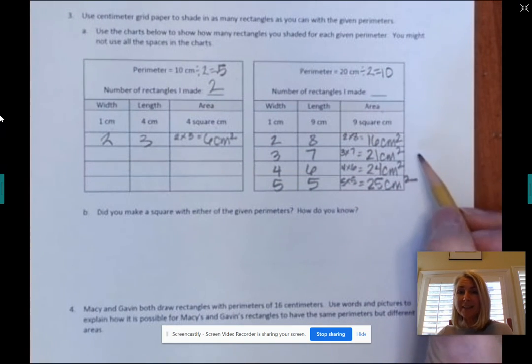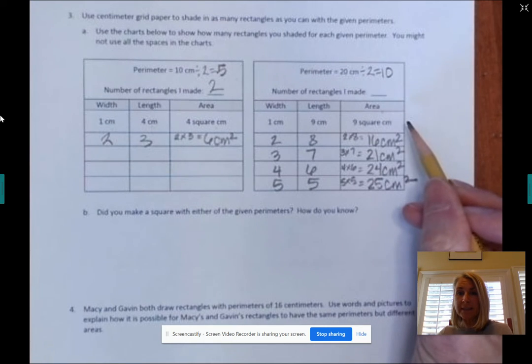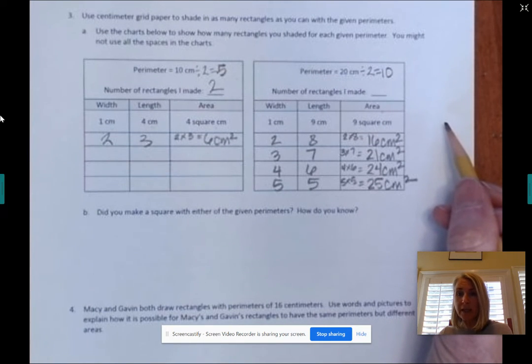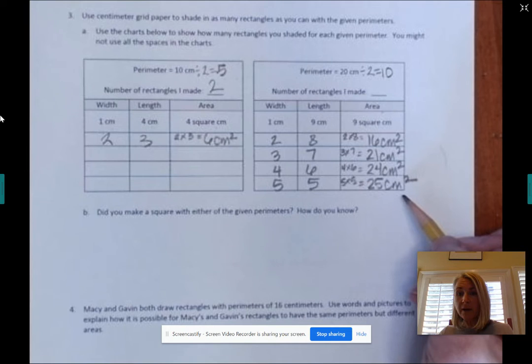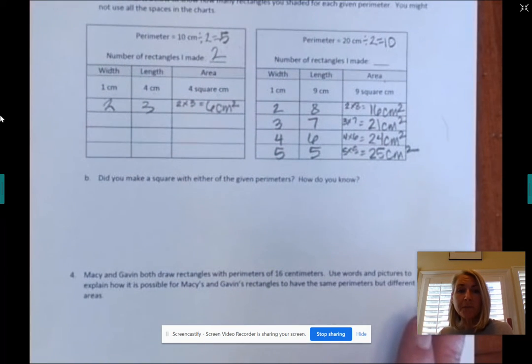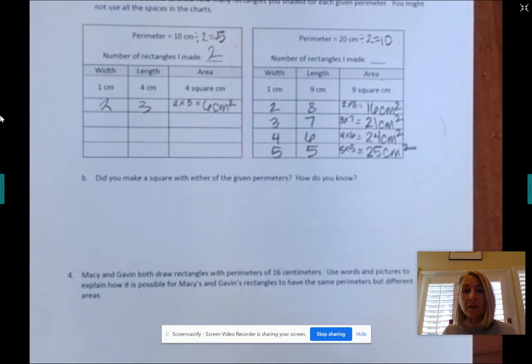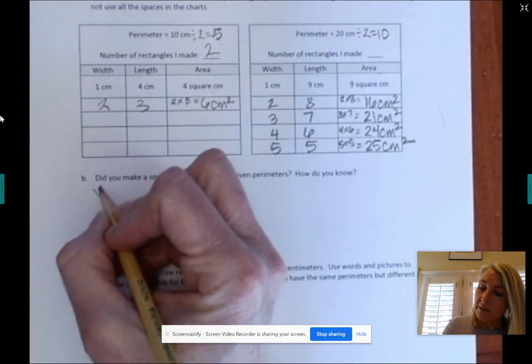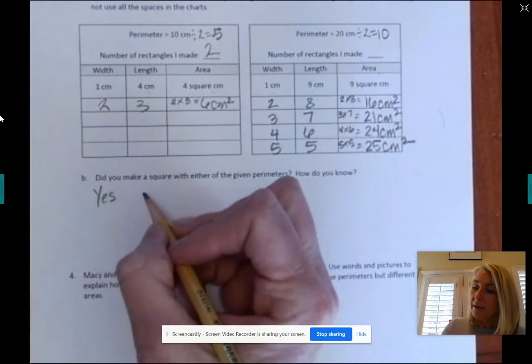Okay, and again, we can see this, right? The longer and skinnier it is, the smaller the area; the more square it becomes, the larger the area produced. Did you make a square with either of the given perimeters? Yes, right here. How do we know? Because squares have side lengths that are all the same, and we've got 2 5s, which means we truly have 4 5s. So, yes. Okay.